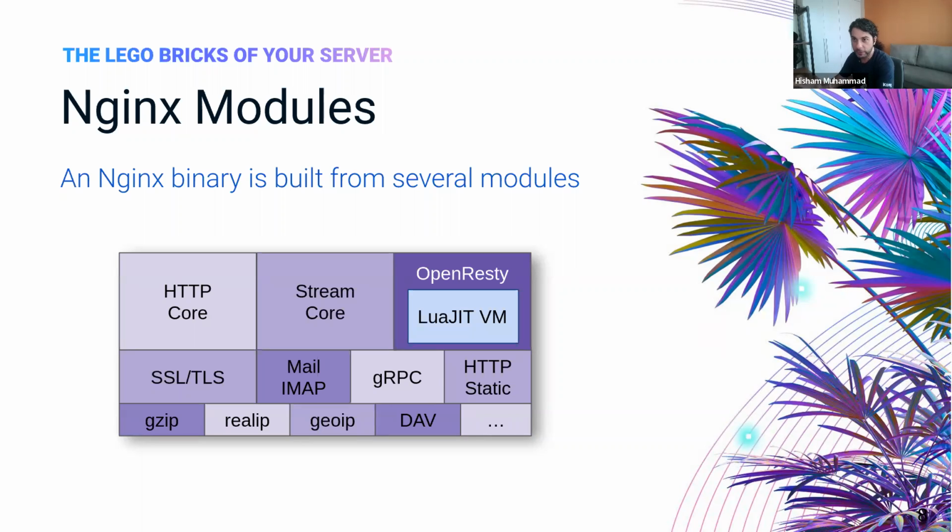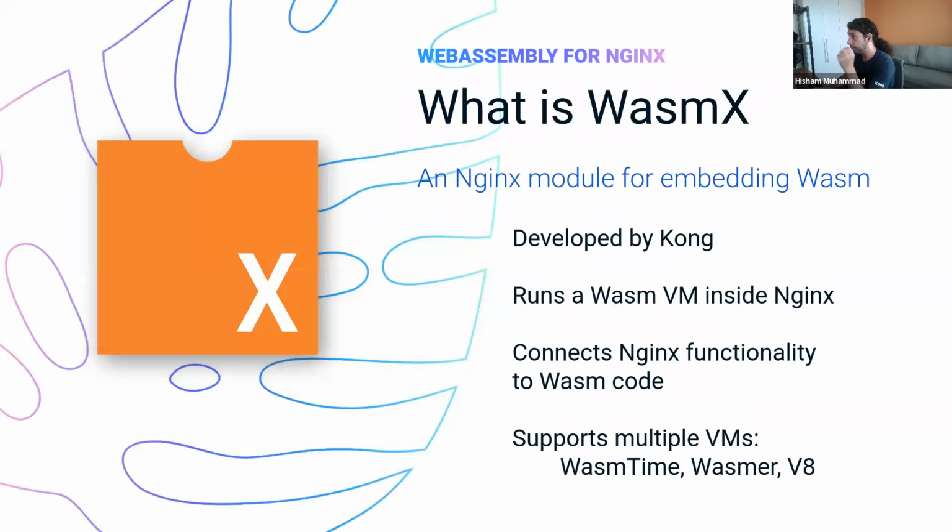So when we think of an abstracted view of the architecture, we often say that we have Nginx with OpenResty running on top, and then Kong is built on top of that. So this is a bit more of a detailed view of how things are constructed. So when we get to that point where, okay, what is WasmX? Well, it's another one of those Lego bricks, right?